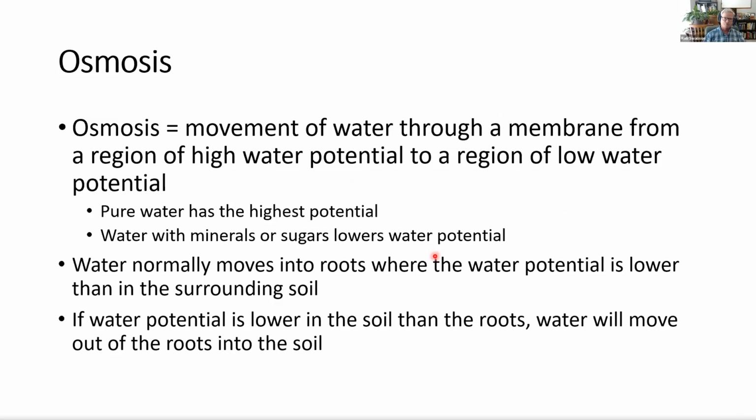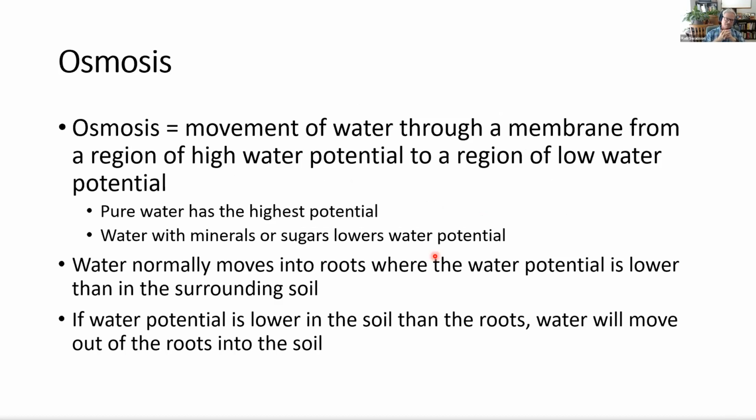Osmosis is the movement of water through a membrane from a region of high water potential to a region of low water potential. So in other words, if there's a demand for moisture on one side, it's going to move across the barrier to where it's needed, and it can move either into a plant, or it can actually move out of a plant back into the soil.